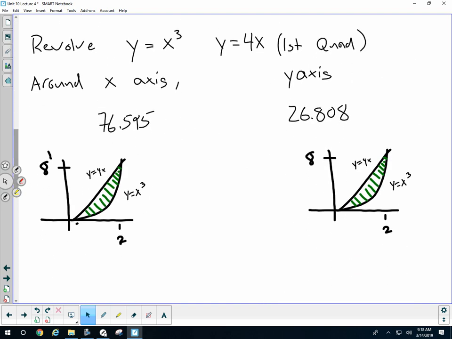region, y equals x cubed and y equals 4x, and we're revolving it around the x-axis and the y-axis, creating two shapes that have holes. So you're going to have to do volume of the object minus volume of the hole for both directions. Whereas the last region, one way had a solid, one way had a hole.